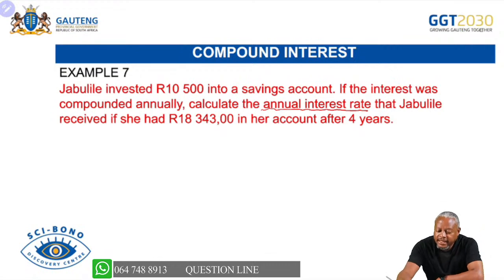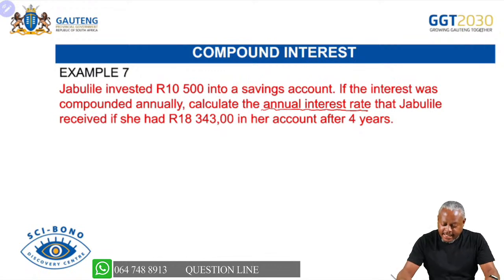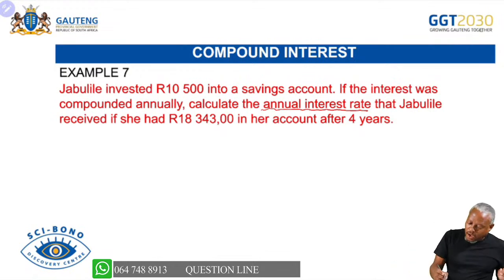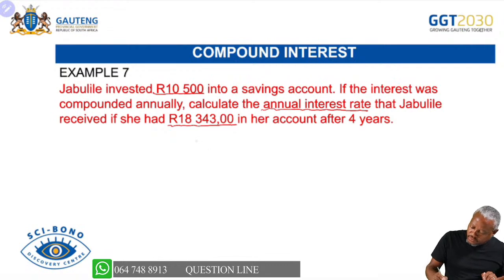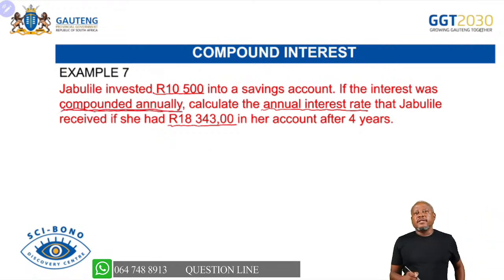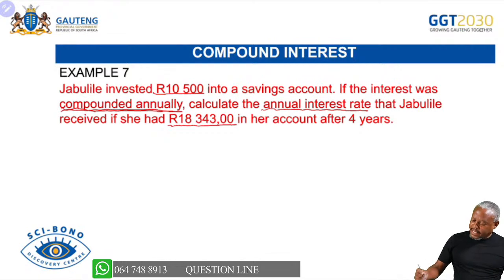If the interest was compounded annually, calculate the annual interest rate that WLA received if she had 18,343 in her account after 4 years. We need to identify the difference between the two. So before we go to our solution, what is P? It's compounded annually, so you can use the same formula. What is our formula there?